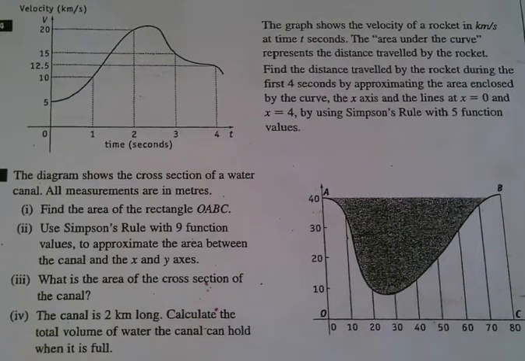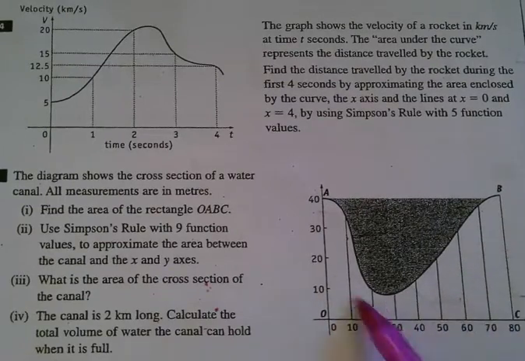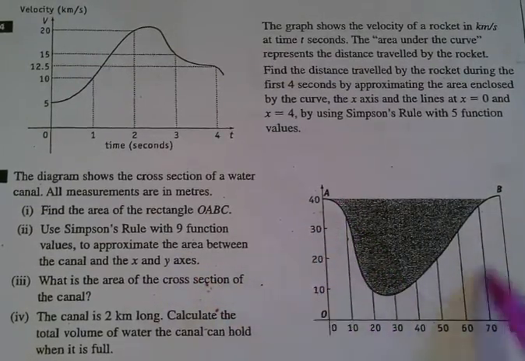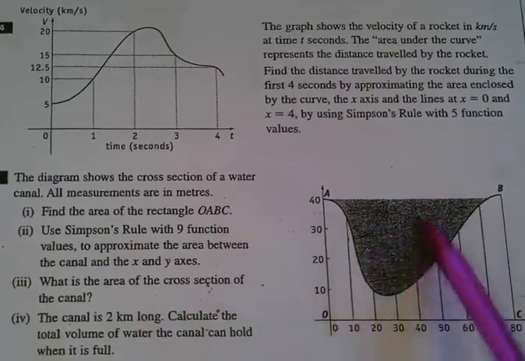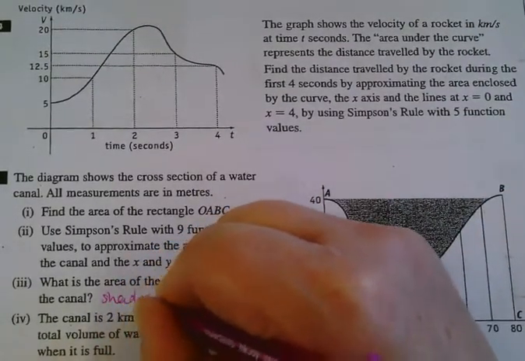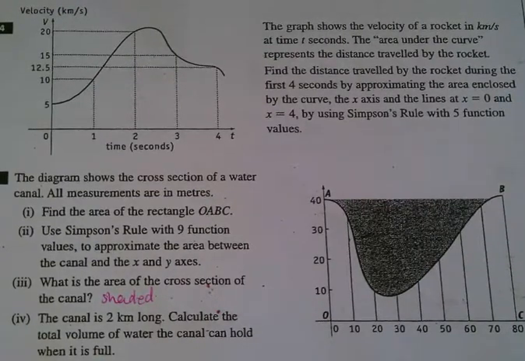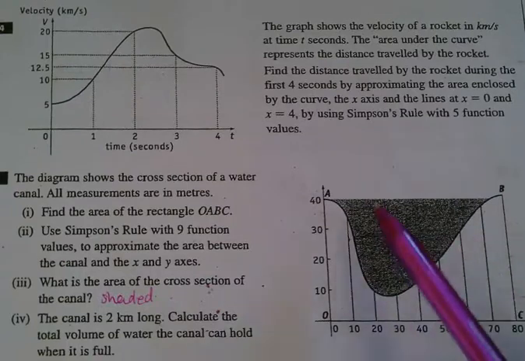Good. Now, they'll ask you for the whole area. You have to do the area between the canal and the x and the y axes, all under here. They want the area of the cross section of the canal, which is shaded. That's the shaded bit. Then they're asking you for the volume of water in the canal. You know what a canal is? If the canal is 2 kilometers long, what are you going to have to do? Volume, area of cross section.